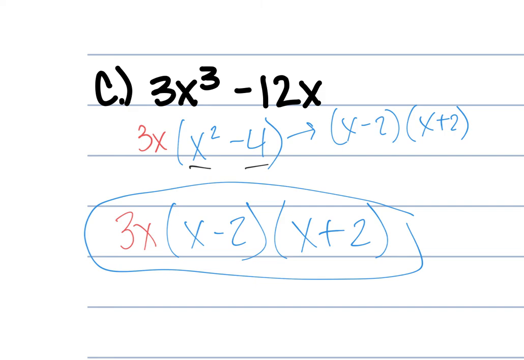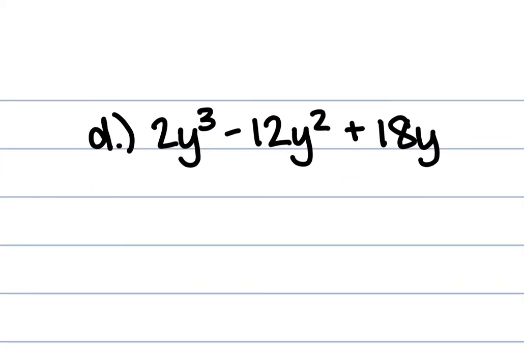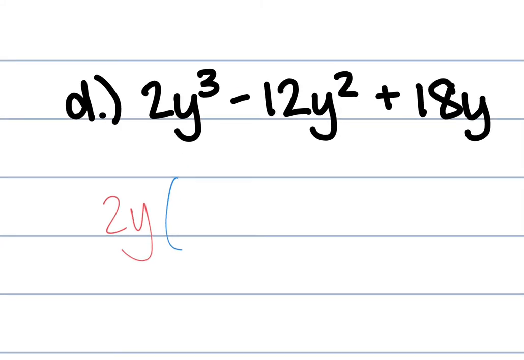No? All right, let's try D. All right, in D, what do I look for first? GCF, baby. What's the GCF here? Isa? 2y. Good. It's 2y. And once we take out a 2y, what's left over, peeps?